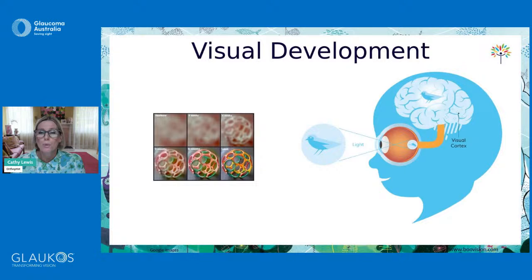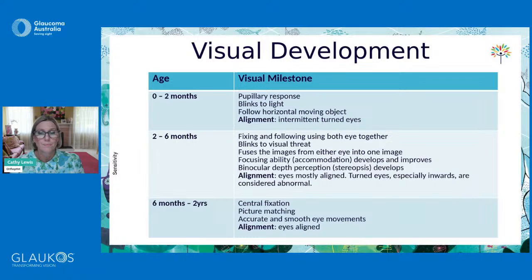So babies are born with an immature visual system. They see in black and white and shades of grey, and everything is quite blurry. And the structures in their eyes and the visual system, which include the cells in the visual cortex of their brain, need to mature and develop, and they require stimulation for the child's vision to develop normally.